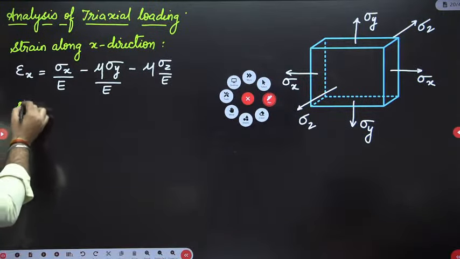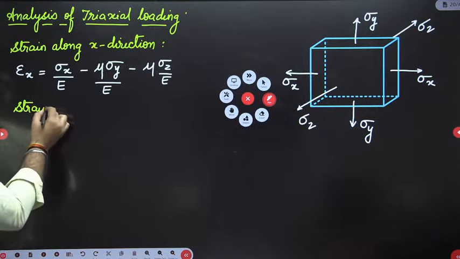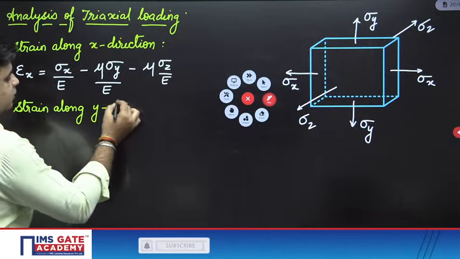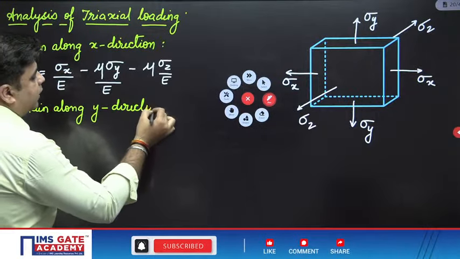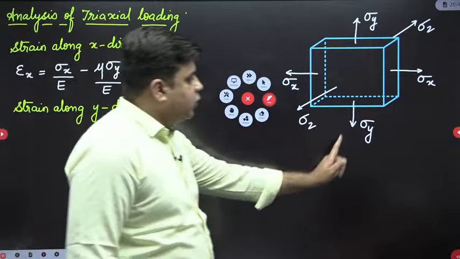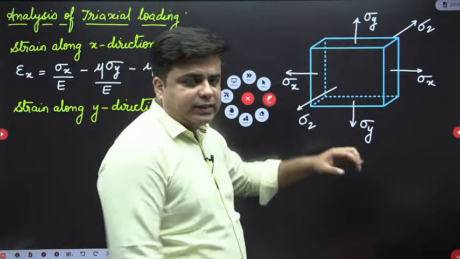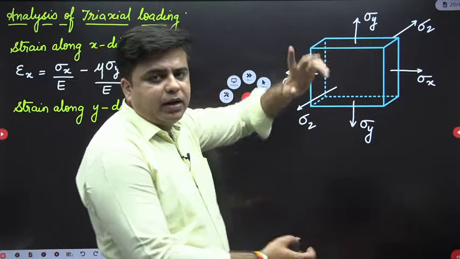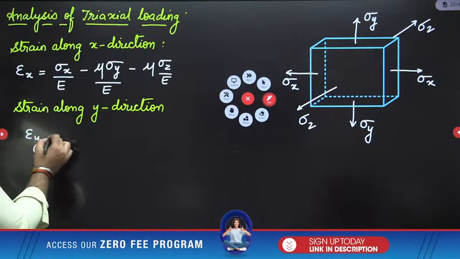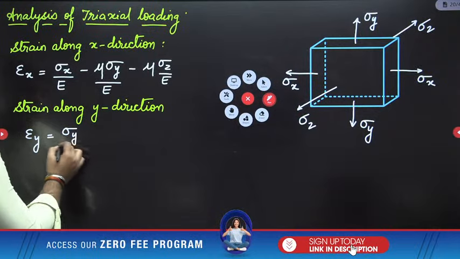Similarly, you can write down strain along Y direction. If you have to write down strain along Y direction, first observe this sigma Y. This sigma Y will try to elongate the member along Y direction. So strain along Y direction is equal to sigma Y by E.